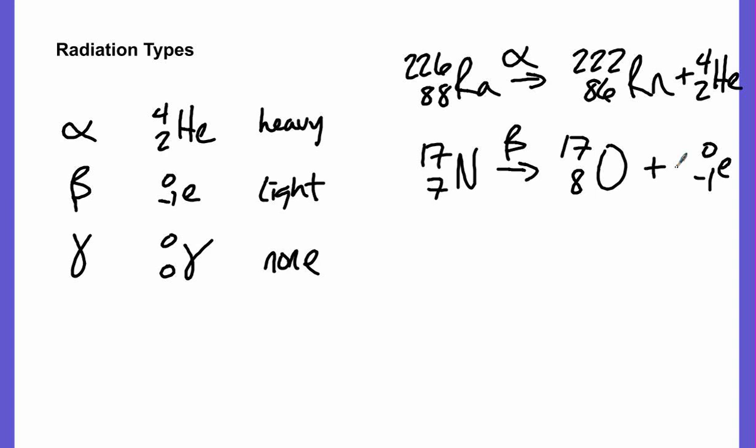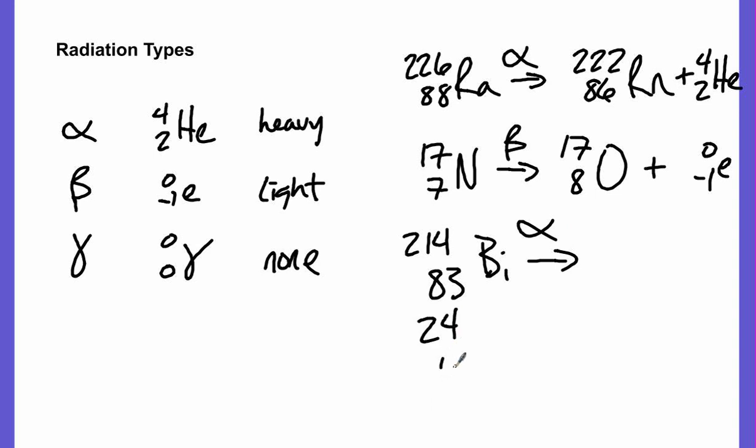So same thing, right? A couple more practices. Let's say I have this 214 83 bismuth nuclide, and it's going to emit an alpha particle. And then maybe I have a 24 11 sodium nuclide, and it's going to emit a beta particle. So you need to predict what daughter is going to be the result of this. If you want to pause right now just so you can check your answer, you should probably do that. But otherwise, it's fairly simple.